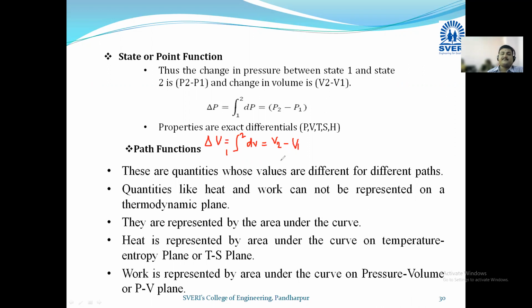Second point काय आहे? Path function आहे. What do you mean by path function? So see, there are some quantities whose values are different for a different path. जर तुम्ही पाथ बदलला तर काही क्वांटिटीची व्हॅल्यू जी आहे ती व्हॅल्यू बदलते. फॉर एक्झाम्पल हीट अँड वर्क. उदाहरणार्थ काय? हीट आणि वर्क. जर तुम्ही पाथ बदलला तर त्याच्या व्हॅल्यूज बदलतात.